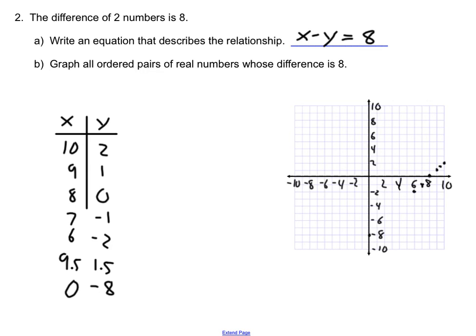Now, because this does not come from a problem situation where we have to stick with whole numbers or with positive numbers, we will connect the dots. Make a straight line, put arrows on the ends, and then label the line with the equation, x minus y equals 8.